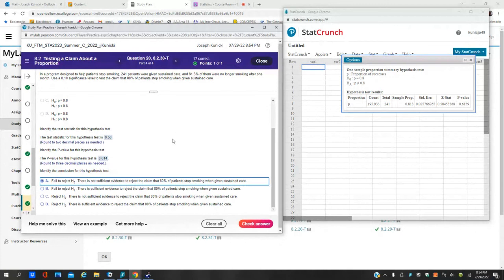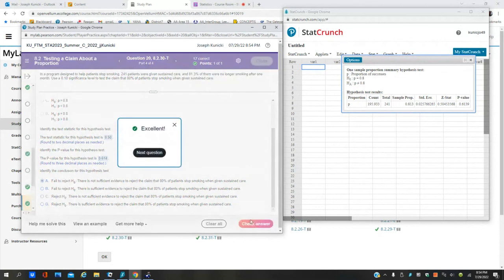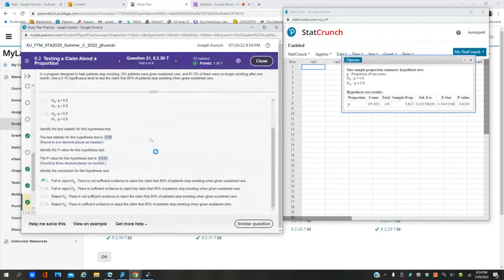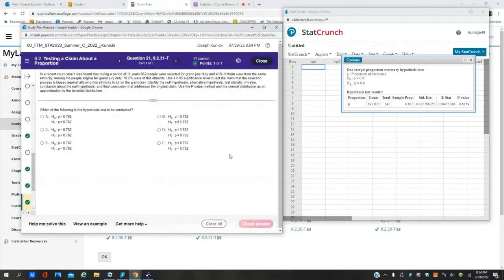Notice it's a double negative. There's not sufficient evidence to reject the claim. Okay? If you follow along in your flow chart that I handed out, then that would be the correct choice. Okay, so that is problem 8.2.30.